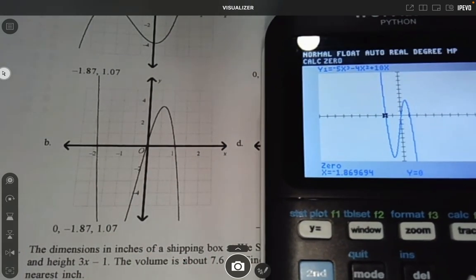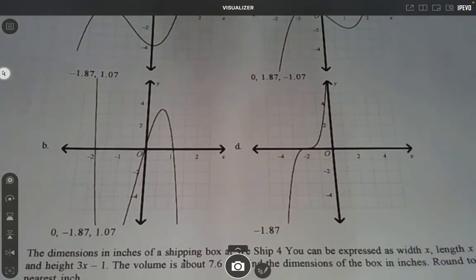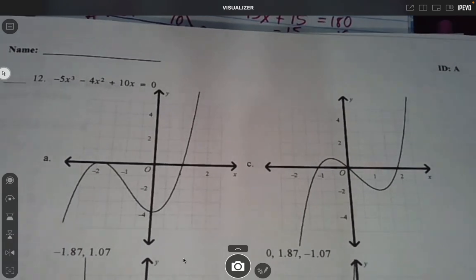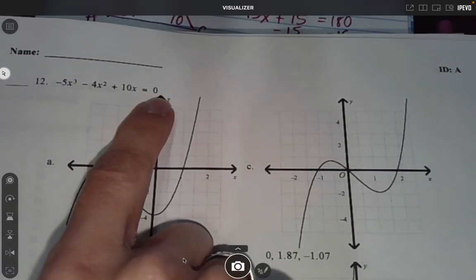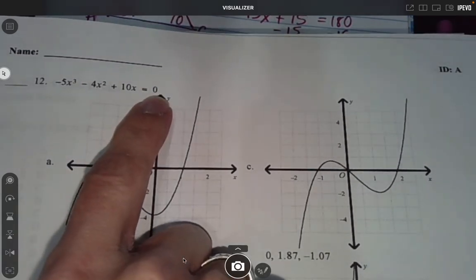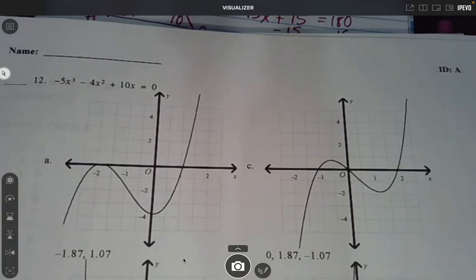Okay, are we good with that? Yes, but when you go back to like the original problem, like the y equals. Oh, right here at the top? Yeah. Yeah, and see how it's equal to 0? That's how you know you're finding the zeros. Okay? And I think that's our last problem.